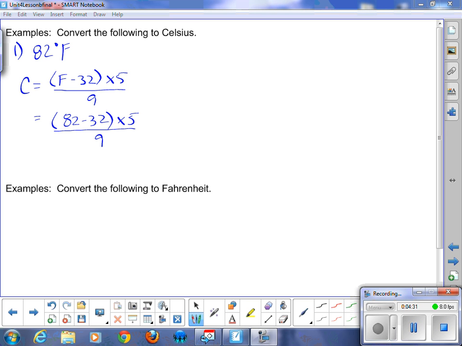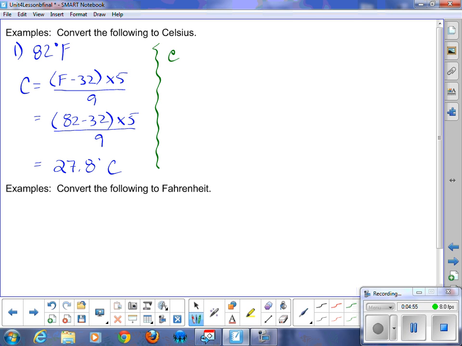If you don't follow the order of operations, it really messes things up. So 82, take away the 32, leaves me with 50. Multiply that by 5 and divide by 9. It ends up that 82 degrees Fahrenheit is the same as, say, 27.8 degrees Celsius. If I use the approximation formula I talked about on the previous page, remember I said it was F minus 32 over 2. When you do the homework you don't have to do the approximation. That's the approximation; I just want to show you how close it is.